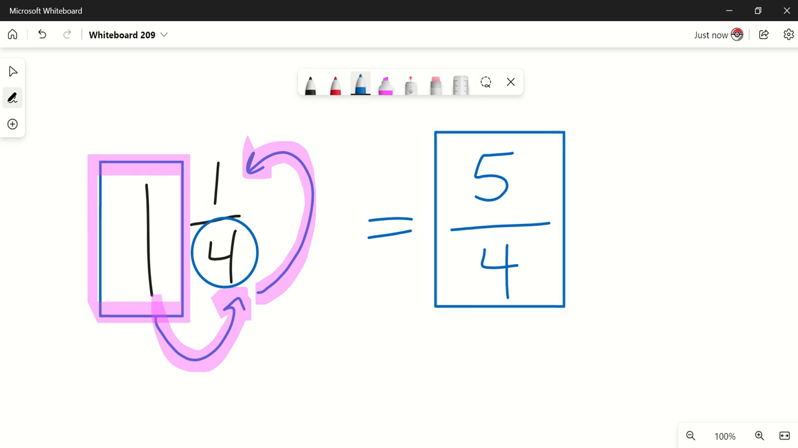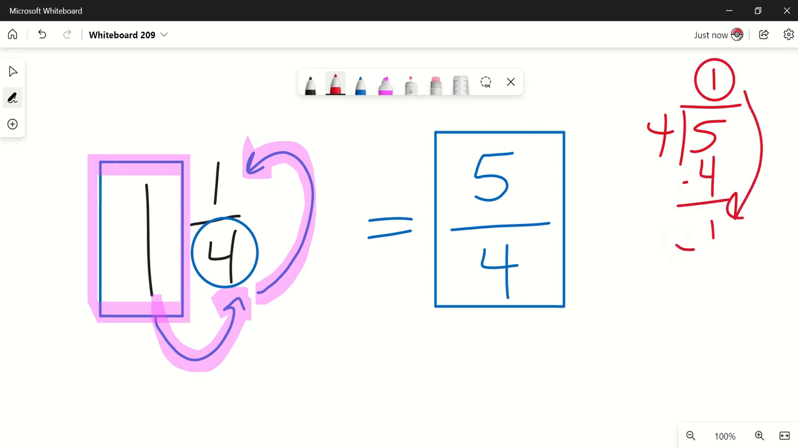The reason why I do this is because if I were to divide 5 by 4, 4 would go into 5 one time, that would be 4, subtract 1, it'd be 1 and 1/4, which is what we started with. So, 1 and 1/4 as an improper fraction is 5 over 4.